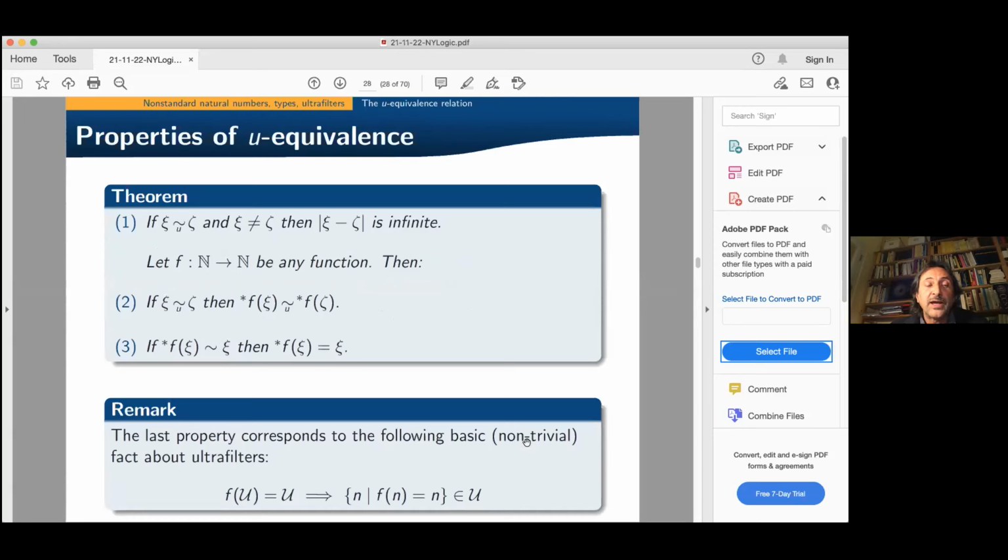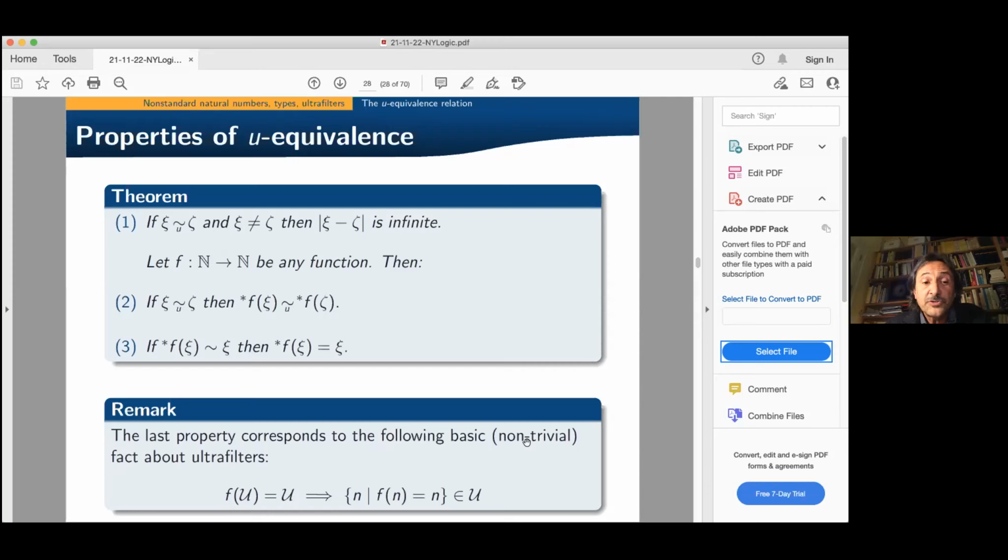If you have two elements which are equivalent and they are different, then they have to be at infinite distance one from the other. You cannot have a number and a number plus 10 which are equivalent. This is easily seen. One can immediately find a property satisfied by one but not by the other. And then we have properties 2 and 3, which are very useful in practice. The first one says that if two elements are equivalent, then if I take any standard function from the natural numbers to the natural numbers, and in non-standard analysis, every function is part of our language, then the images of these two elements will still be equivalent.